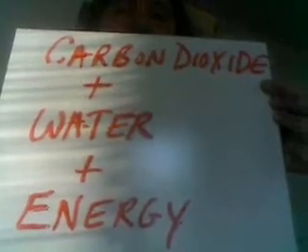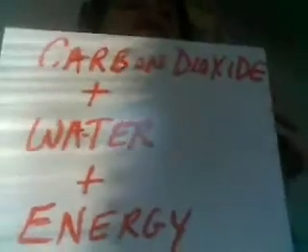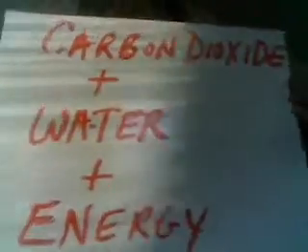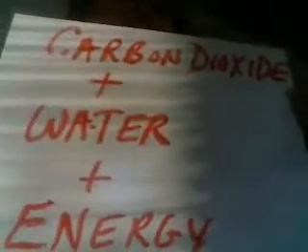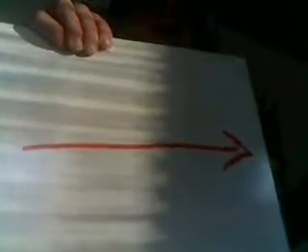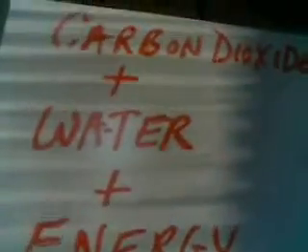Photosynthesis is a chemical reaction, and the reactants are what go into a chemical reaction. Then we use an arrow to show that the chemical reaction takes place. So we have what goes into the chemical reaction, and then an arrow to show the chemical reaction taking place. And on the other side of that arrow, what do we have? Well, we have the products.